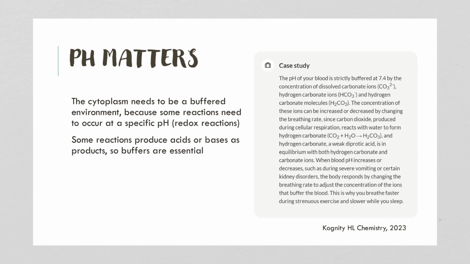When our blood pH increases or decreases, such as during severe vomiting or certain kidney disorders, the body responds by changing your breathing rate to adjust the concentration of the ions that buffer your blood. This is why we breathe faster during strenuous exercise and why we breathe more slowly when we sleep. I just thought that might be a fun fact for you to know too.